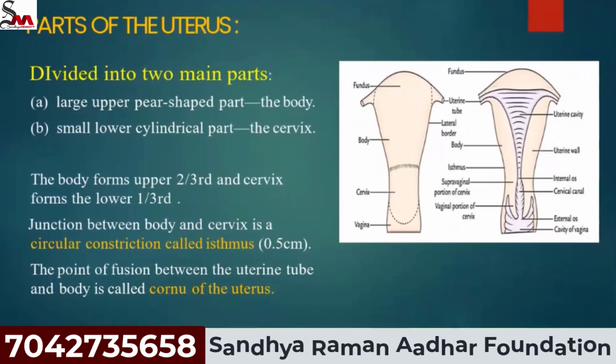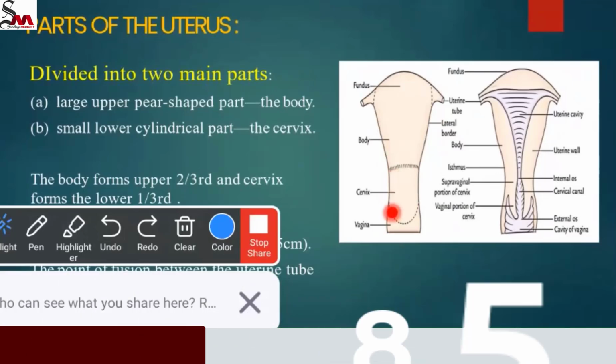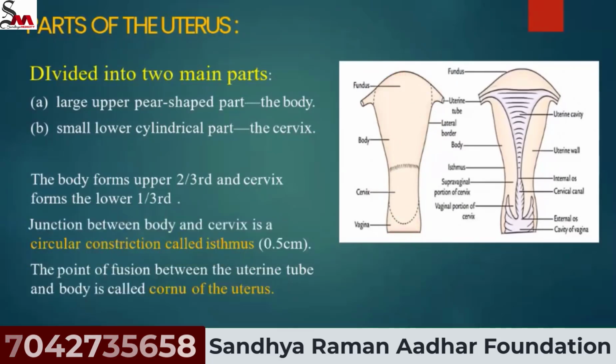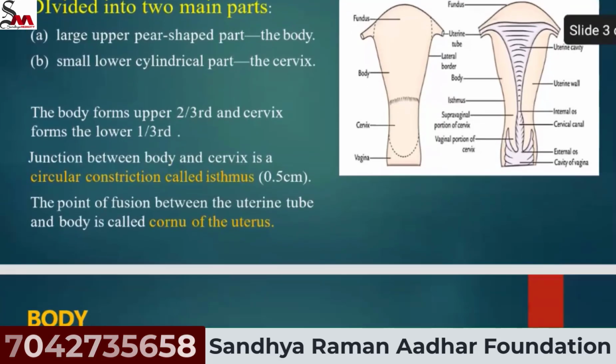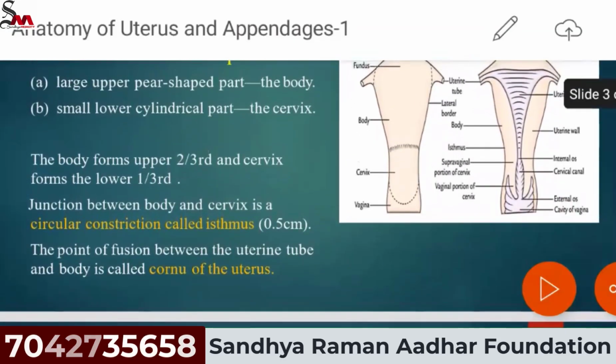The large upper pear-shaped part is the body, and the small lower cylindrical part is the cervix. The body forms the upper 2/3, and the cervix the lower 1/3, as you can see here. The junction between the body and cervix is a circular constriction called the isthmus, about 0.5 centimeters. The point of fusion between the uterine tube and the body is called the cornu of the uterus.